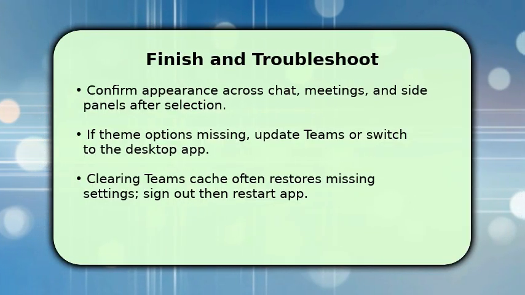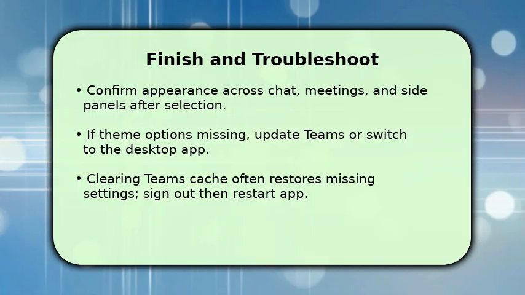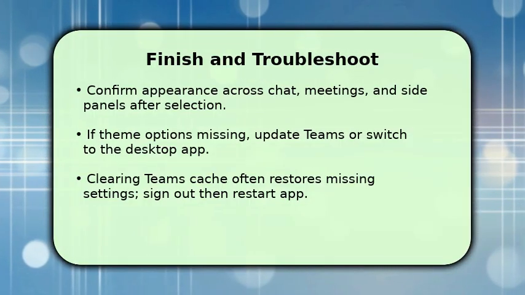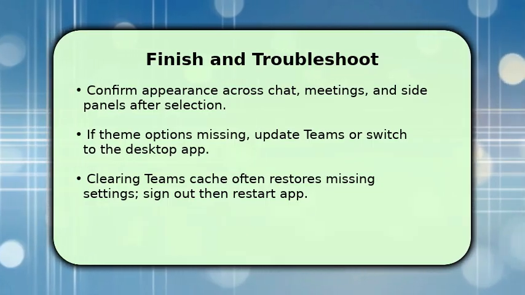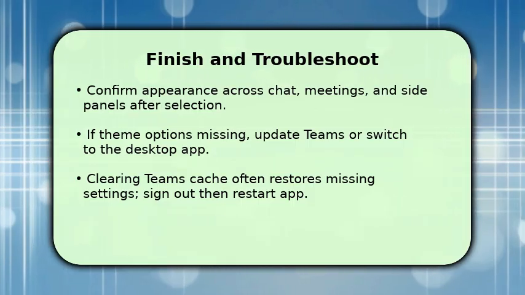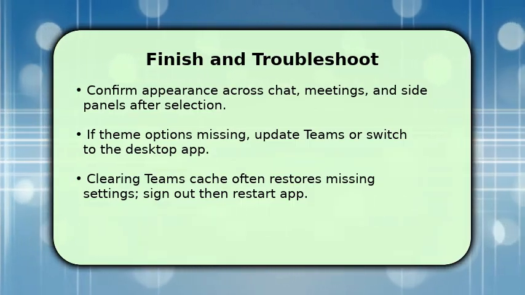If theme options are missing or changes don't stick, sign out, quit Teams, clear the cache, then restart and sign back in. That usually restores settings. If problems persist, update the app or reinstall. Those steps resolve most stubborn theme issues.